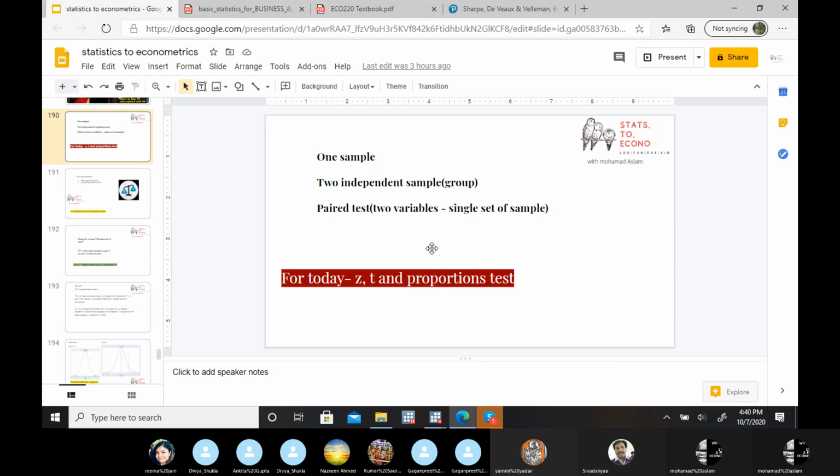Anyone? Then I can take one or more examples, or otherwise we have to stop here, and tomorrow we will do more than two cases. That's where we have to apply the F test, or if we want to compare the variances, then we have to apply the F test. So any doubts so far?